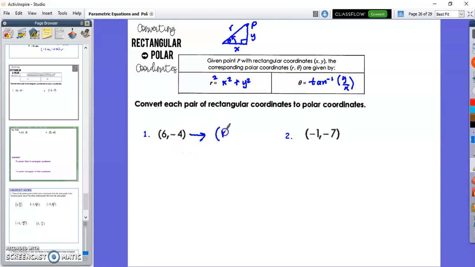Keeping in mind that polar coordinates are r comma theta, to get the r, we'll use r squared equals x squared plus y squared. And to get the theta, we're going to use the arctangent of y over x. So given these rectangular coordinates 6 comma negative 4, you know that the first number is your x coordinate and your second number is your y coordinate.